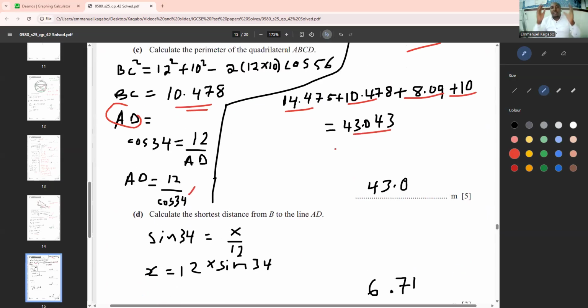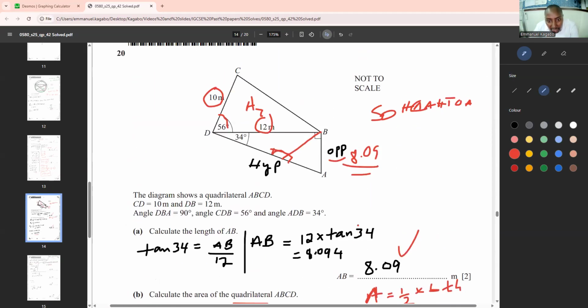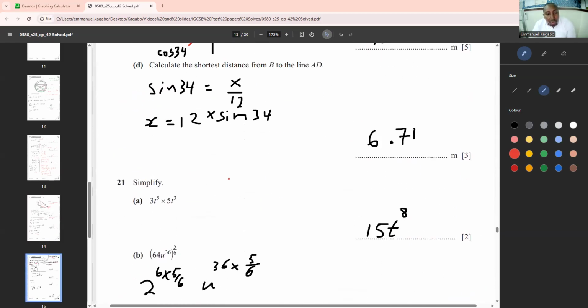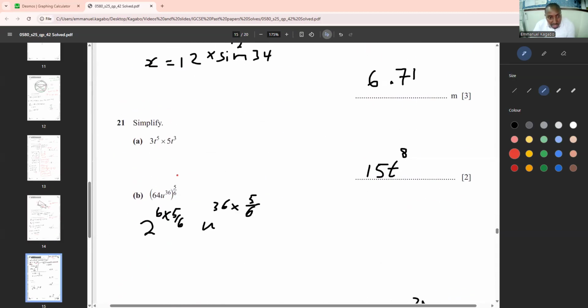The key concept here, whenever you're finding the shortest distance, you have the length given, the one asking you, you make it 90 degrees, and then you see which angle you have. This is the angle I have. If I had this angle, I would have used that. Okay, good. Next question. Rules of indices.